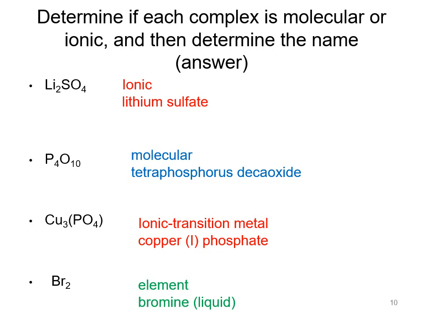Well, the first one is just a regular ionic compound, so it's just lithium sulfate. The second one is molecular, so I'm going to use the prefixes: tetraphosphorus decaoxide. Copper, we need a transition metal. Now, technically, you don't need brackets for the phosphate here. I was just doing it to make it a little bit more obvious. Normally, you wouldn't see those. But since we have 3 copper ions paired with the phosphate, this would be a copper(I) phosphate compound. And lastly, Br2 is just an element, so no prefixes. We just call it bromine.